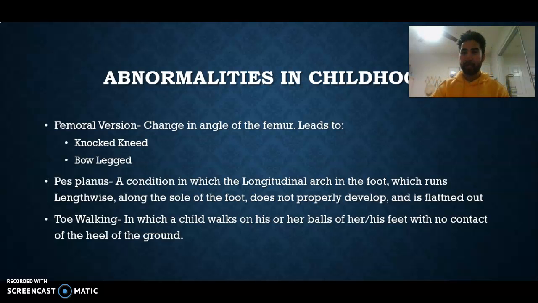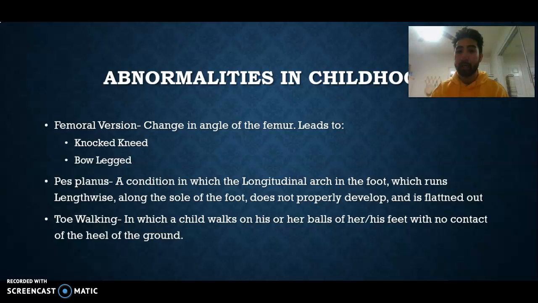Abnormalities are very common and start varying in childhood. Structural abnormalities include femoral version, which is a change in angle of the femur, and leads to knock-knee, or internal rotation of the femur, or bow-legged, which is external rotation of the femur. Pes planus, also called flat feet, is a condition in which the longitudinal arch of the foot, which runs lengthwise along the sole of the foot, does not properly develop and is flattened out.